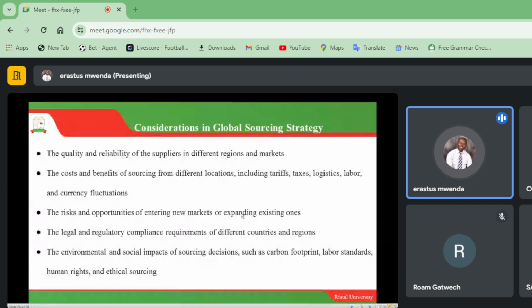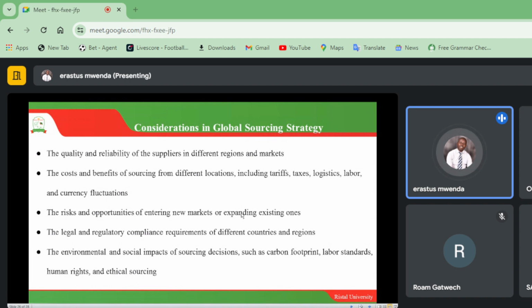The other one is the risks and opportunities of entering new markets or expanding existing ones. You need to be aware of those risks. Then the legal and regulatory compliance requirements. So, for example, in terms of documentation for you to do global sourcing, do you have all the documentation? Have you paid all the monies for you to be able to enter into that activity?